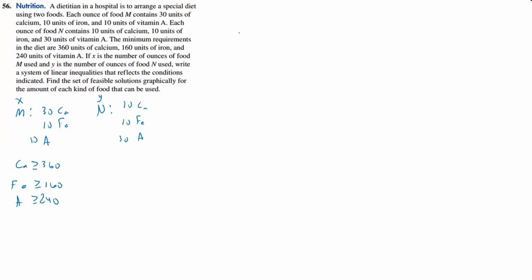So now we take 30 times X plus 10 times Y has to be greater than or equal to 360, the total calcium. Then we go across here, 10 and 10, and it has to be greater than or equal to 160, so 10x plus 10y is greater than or equal to 160. And now we go across 10, 30, and greater than or equal to 240: 10x plus 30y greater than or equal to 240.